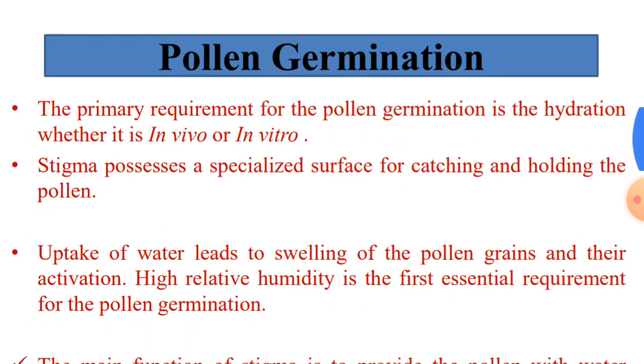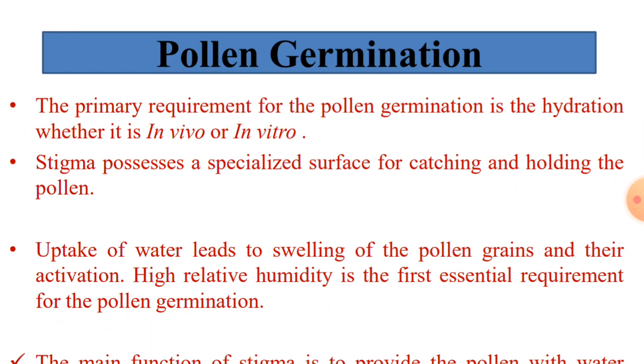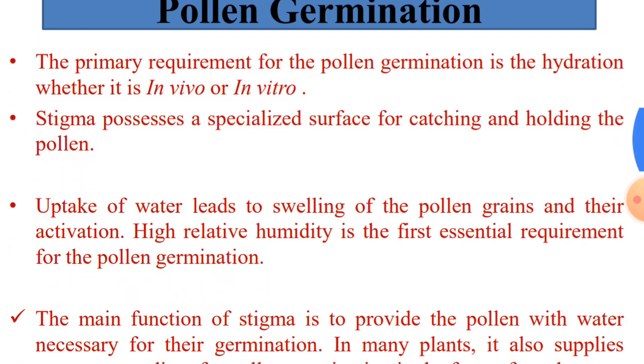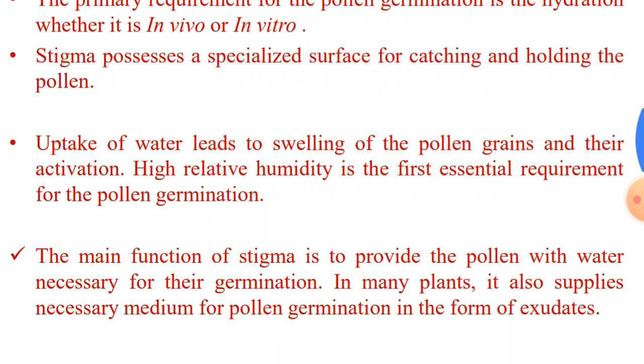The primary requirement for pollen germination is their hydration, whether it is in vivo or in vitro. That is, whether it is taking place in natural conditions, on the stigmatic surface, or in artificial conditions. Stigma has a specialized surface for catching and holding the pollen grains, and uptake of water leads to swelling of the pollen grains and their activation. High relative humidity is the first essential requirement for pollen germination.